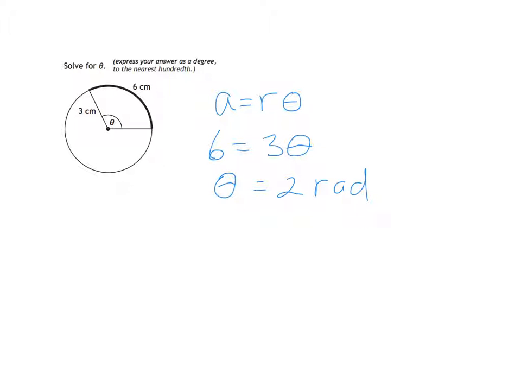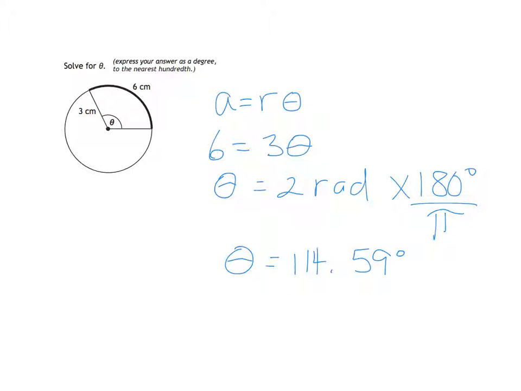3.14 radians would be like half a circle, so 2 is about 2/3 of the half. We want to change that to degrees because it asks for a degree to the nearest hundredth, so we'll multiply by 180 and divide by pi. Which is 114, did it say to the nearest hundredth? Yeah, 114.59 degrees.